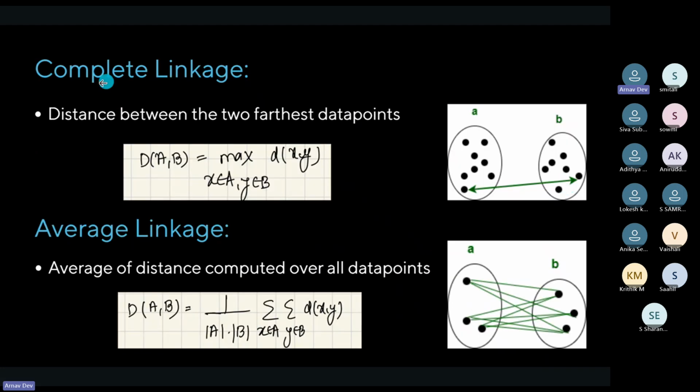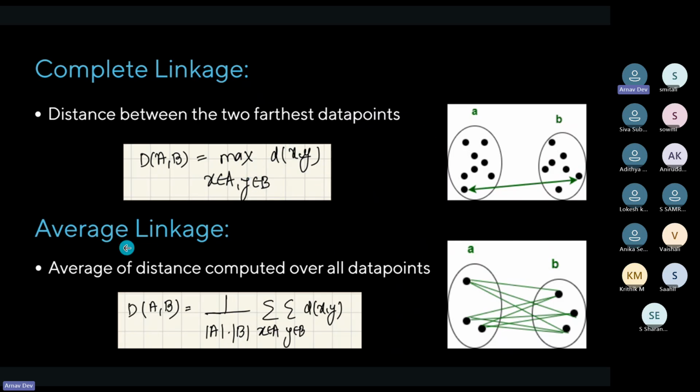The other one is complete linkage. You find the distance between the two points which are the farthest away, and then you take that distance to be the distance between the two clusters A and B. This is also simple: you compute distances for all pairs and find the maximum of all of the distances.